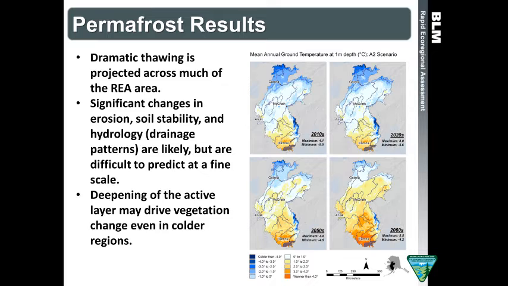Take home here is that dramatic thawing is projected across much of the RAA area, and this, of all the climate results, I think is one of the biggest and most important ones, just because this area happens to be located in a zone that is shifting from mean annual temperatures often being below freezing for much of it, to mean annual temperatures being above freezing.